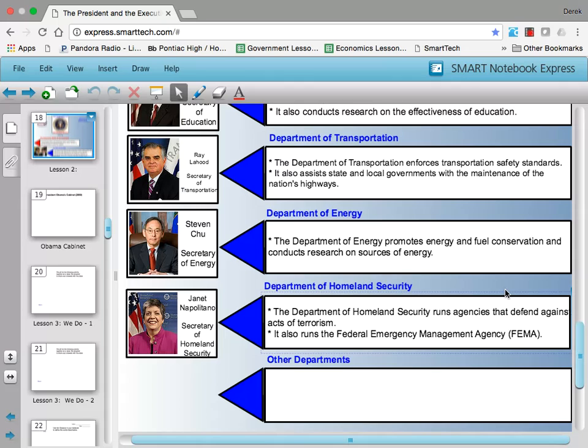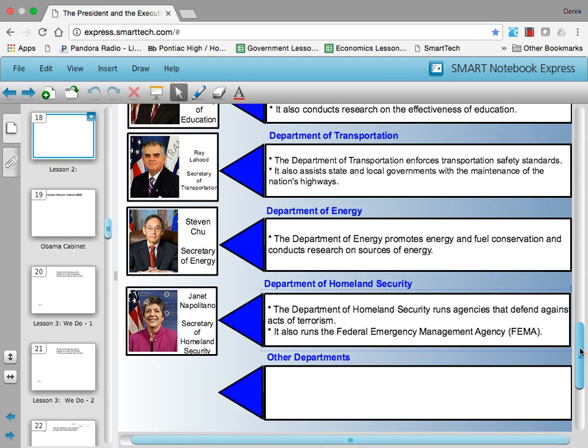It also runs FEMA, the Federal Emergency Management Agency. They deal mostly with natural disasters. You get a big hurricane that hits an area or a big earthquake, and FEMA is going to come in and help clean it up and help take care of the people who are there.